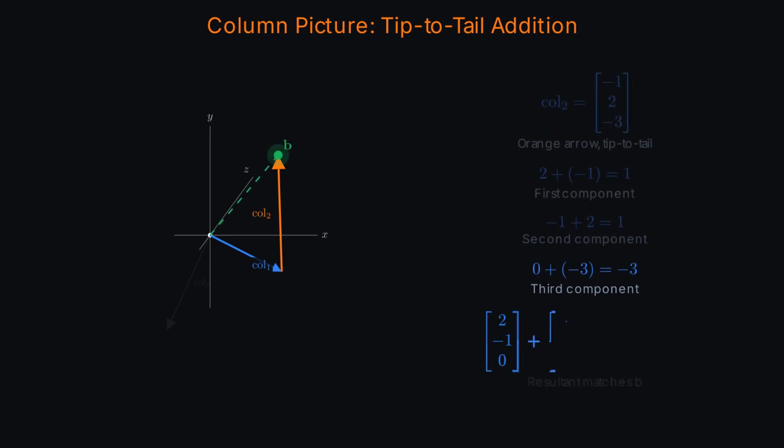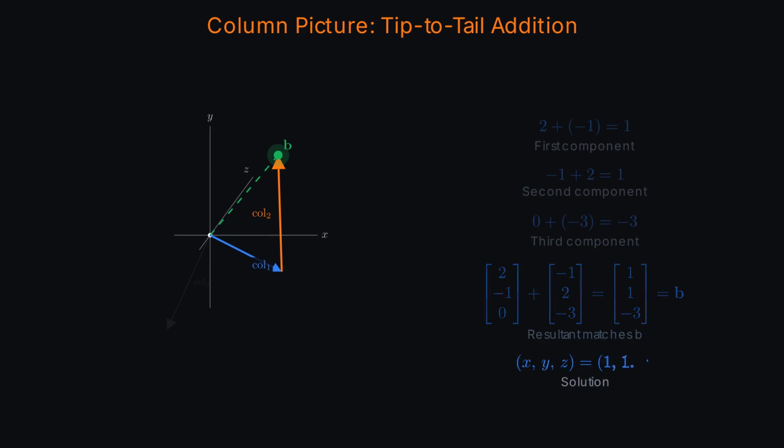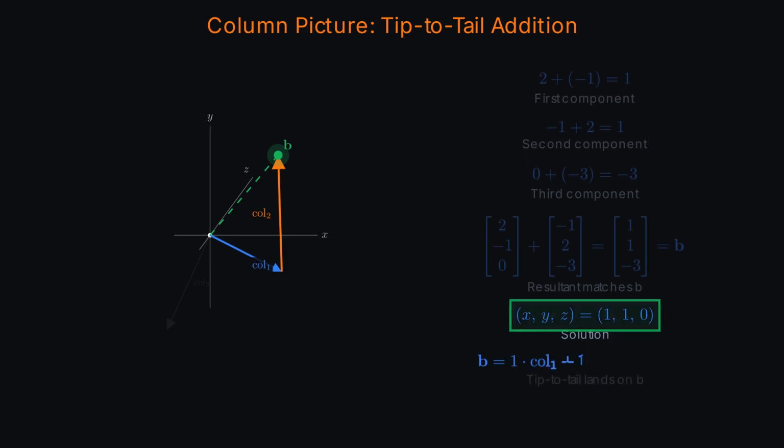That gives us the vector 1, 1, negative 3, which is exactly our new B. So the solution is x equals 1, y equals 1, z equals 0. One copy of column 1 plus one copy of column 2, placed tip to tail, lands right on B.